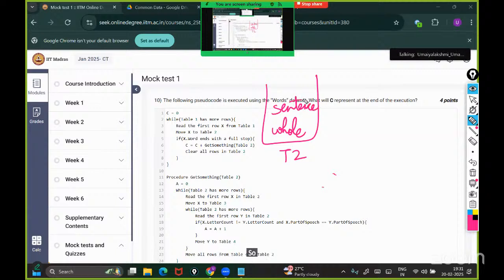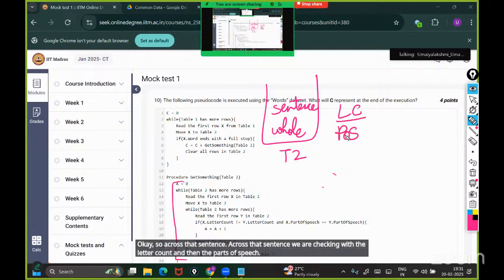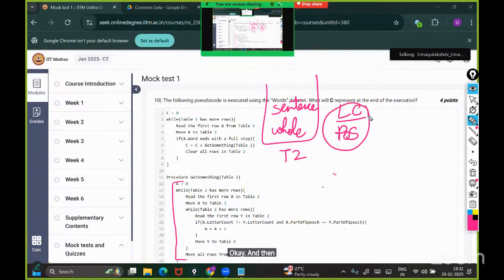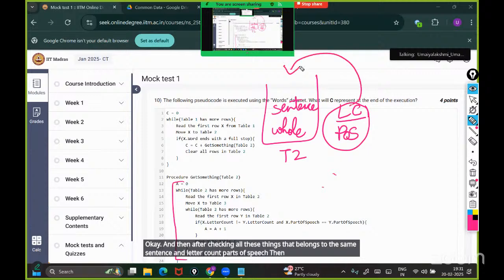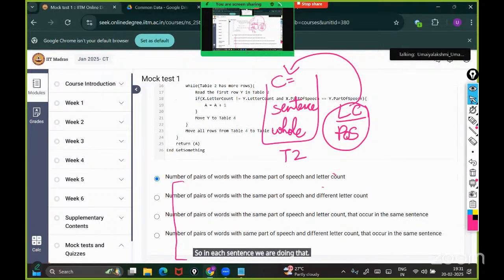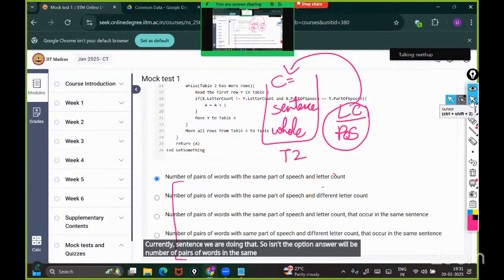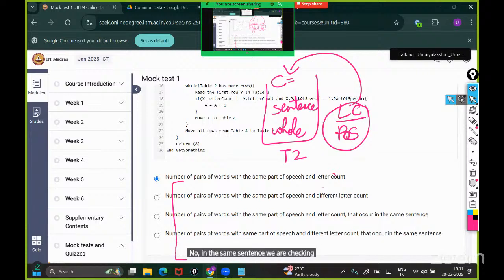So I'm taking that whole sentence and I'm doing these processes, right? Correct. Okay. And we are returning that to speech. So across the sentence, we are checking with the letter count and then the parts of speech. Correct. And then after checking all these things that belong to the same sentence, letter count and parts of speech, after that we are adding it to C, right? Correct. So in each sentence we are doing that. Correct. So isn't the option answer the number of pairs of words in the same part of speech across all the sentences? No, in the same sentence, we are checking for the parts of speech and letter count. It's not like across.